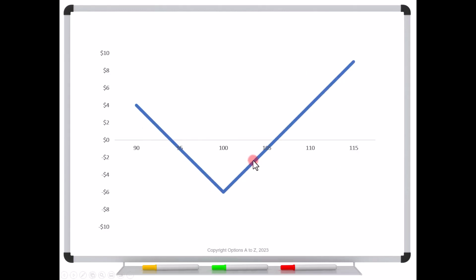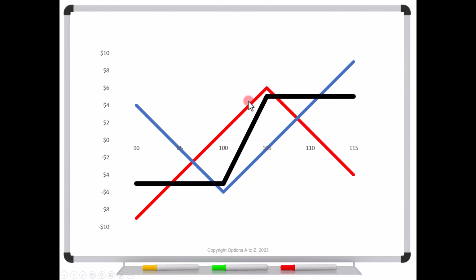Here is the long 100 straddle. Here is the short 105 straddle. And if we put them together, yes, we get this in black. So we did get the strikes right. There is the 100 strike, a bend right there. There's another bend right there at 105. But that doesn't mean that you have the 100-105 vertical spread.